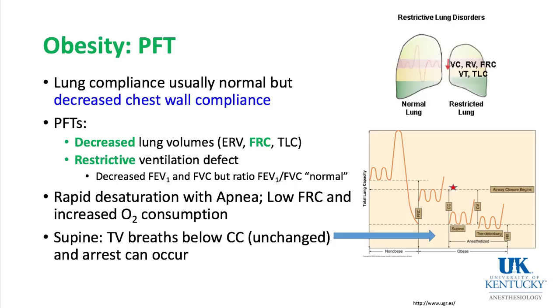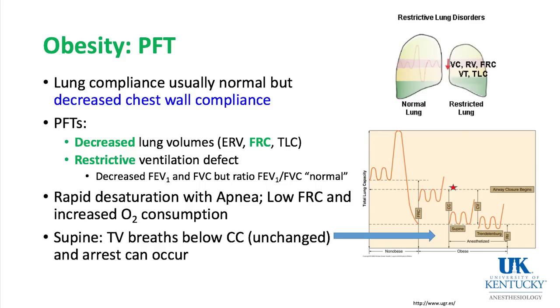The next key word is obesity and PFTs, or pulmonary function tests. The lung compliance of an obese patient is usually normal. It's not a problem with the lung itself, but they can have a problem with chest wall compliance because of the layer of adiposity sitting on the chest wall. So in general, on PFTs, what you'll see is decreased lung volumes.